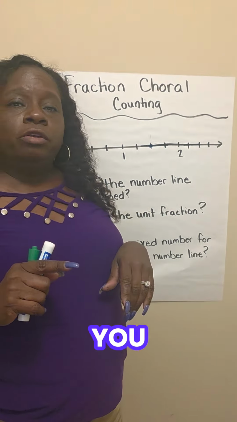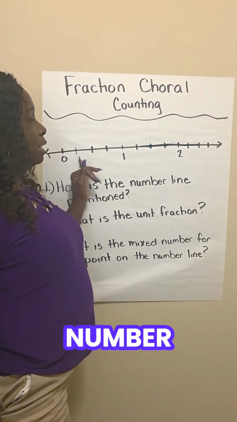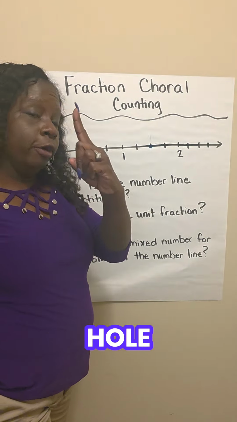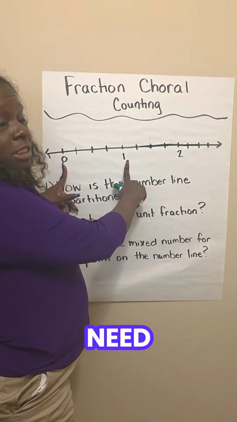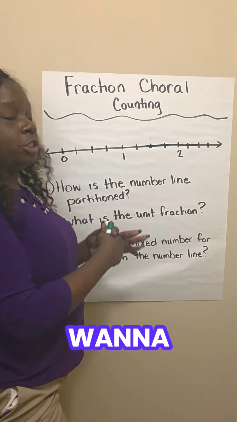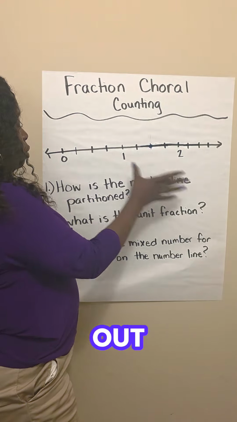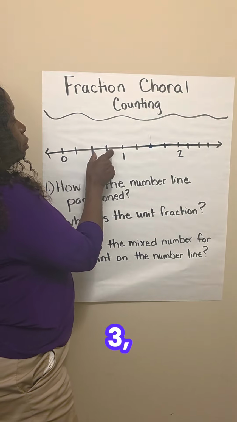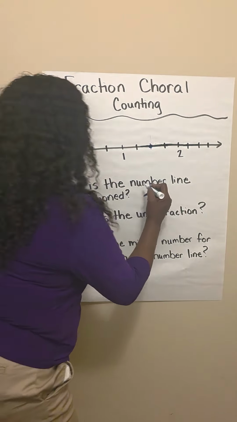First thing you're going to do is identify your whole in your number line. As you can see here, this number line goes past 2, but I need to identify my one whole first. Between 0 and 1, this is my whole. Now I need to see how the number line is partitioned, which is divided. What you want to do is count the spaces in between 0 and 1. So we can do this: 1, 2, 3, 4. So this number line is partitioned into fourths.